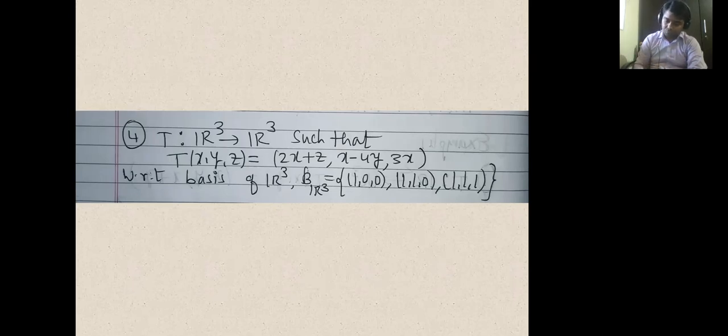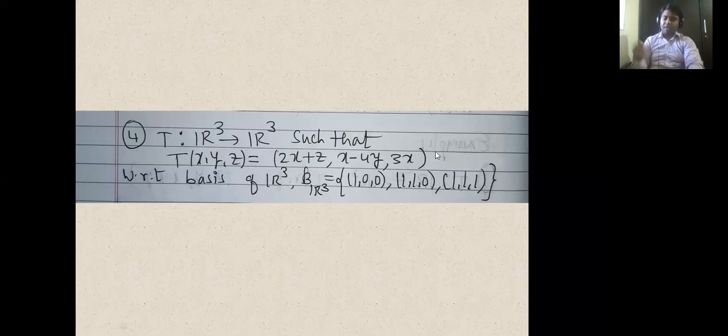So T of (1, 0, 0), this we have to find. Also T of (1, 1, 0) and T of (1, 1, 1) we have to find. These three vectors we have to find using the definition of T. In the first, T of (1, 0, 0), the x value is 1, y value is 0, z value is 0. So substitute that in the definition of T.